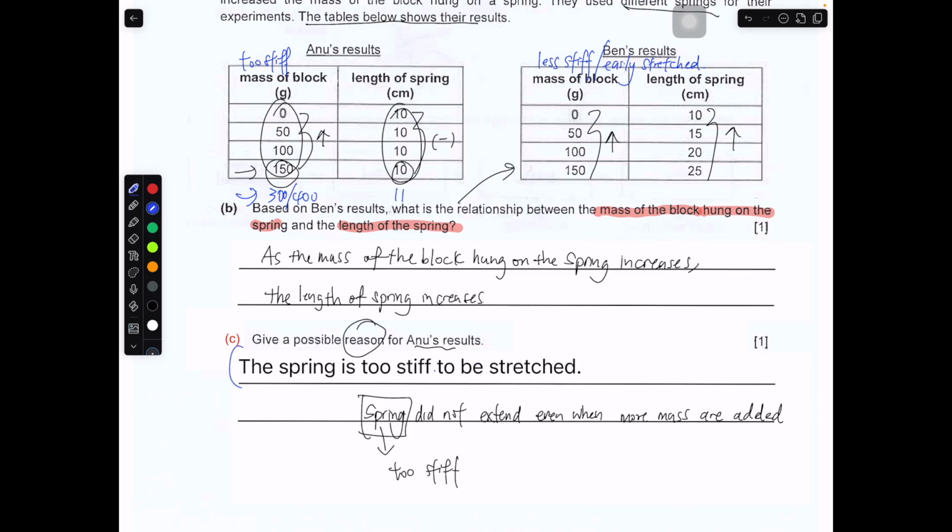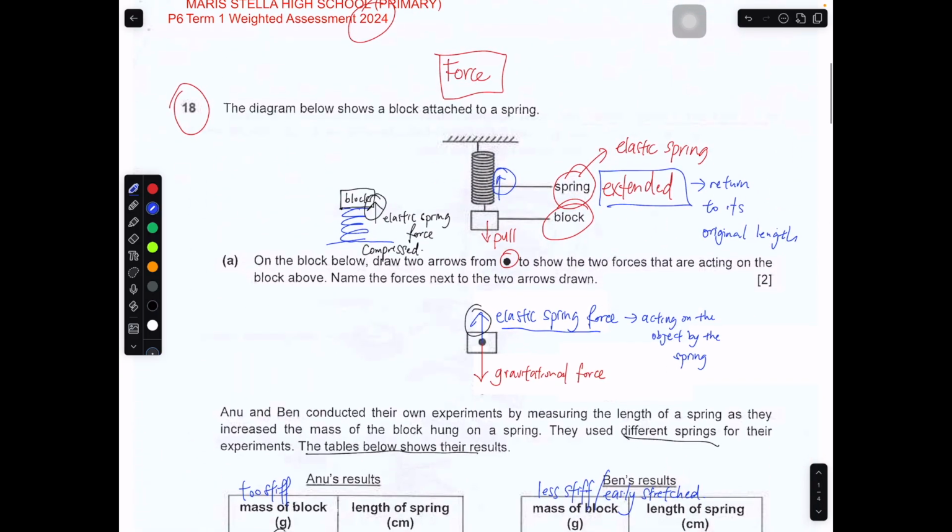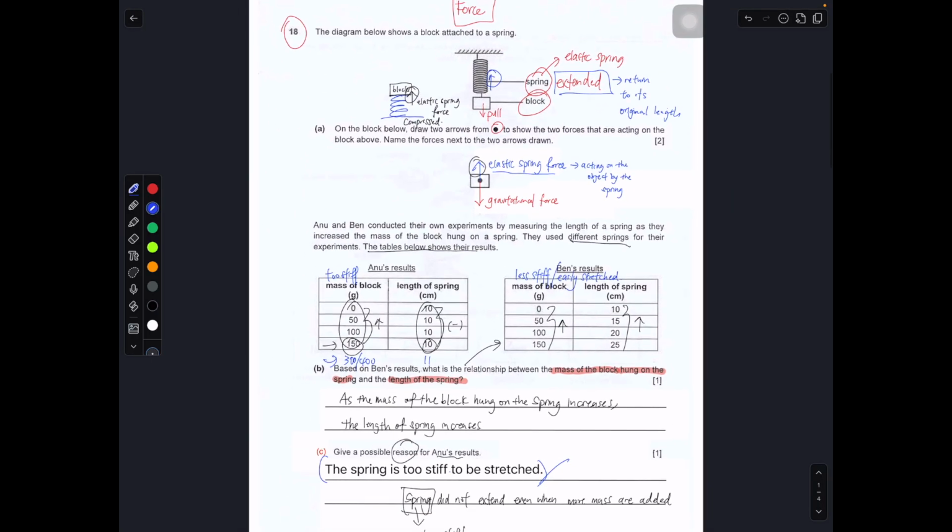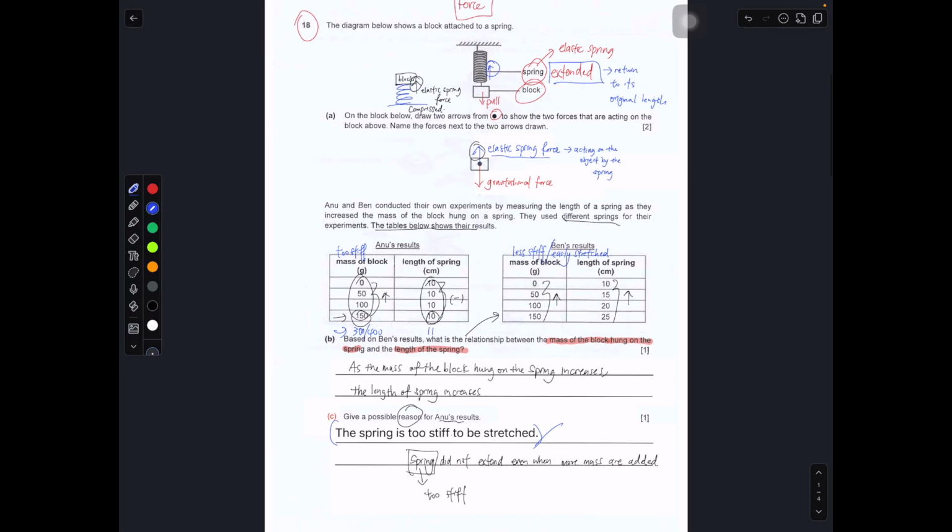So this is the reason for Anu's result. You can see the spring is too stiff to be stretched. That will be good enough for this case. That will be the end of this practice. So let me just zoom out. Okay, that's all. Thank you.